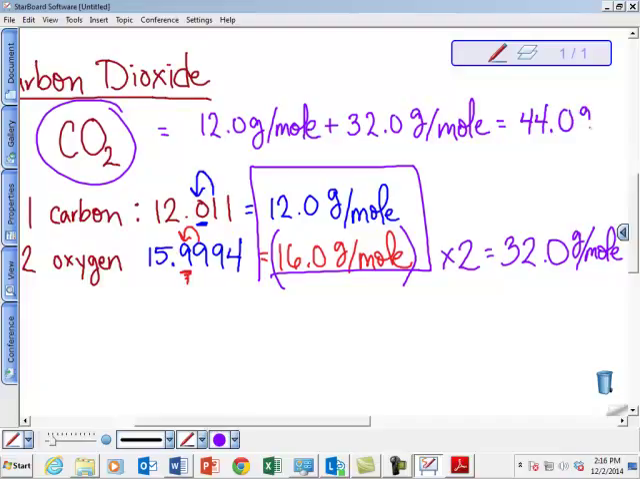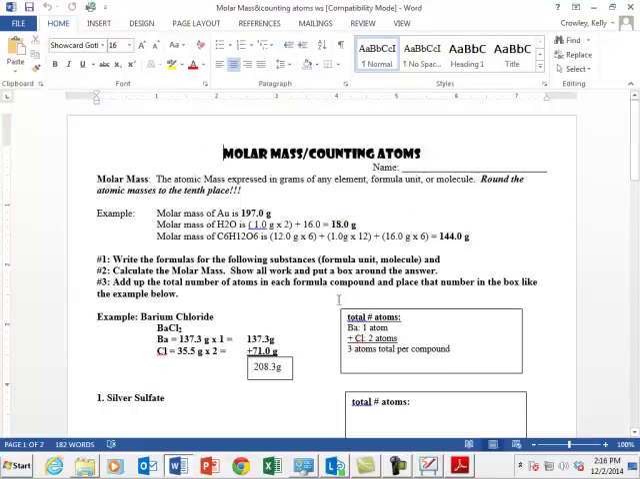Alright, so we're going to add those 2 up, and that will give us 44.0 grams per mole. That would be the molar mass of CO2. So when you go to your worksheet, okay, here's your worksheet.